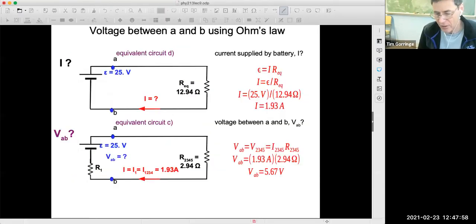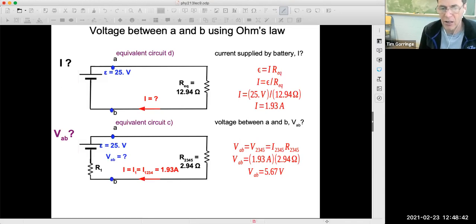Okay, now we're going to answer the question that was posed. What is the potential between those two terminals A and B in the original circuit? And as I say, this is really just a proxy question. It's a proxy question because I could have asked any sort of question about current, voltage, or power in the original circuit at this point, and I would work it out using this concept of the equivalent resistance.